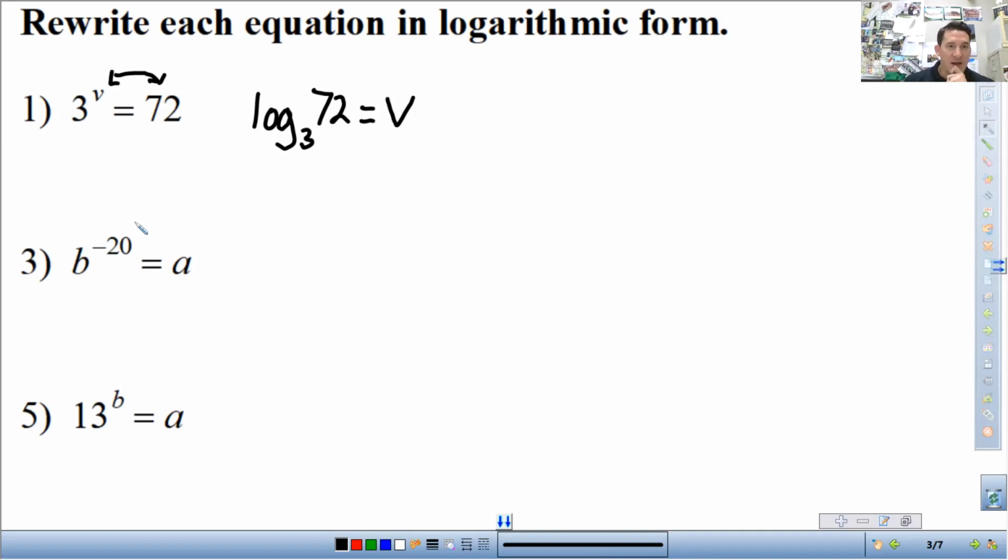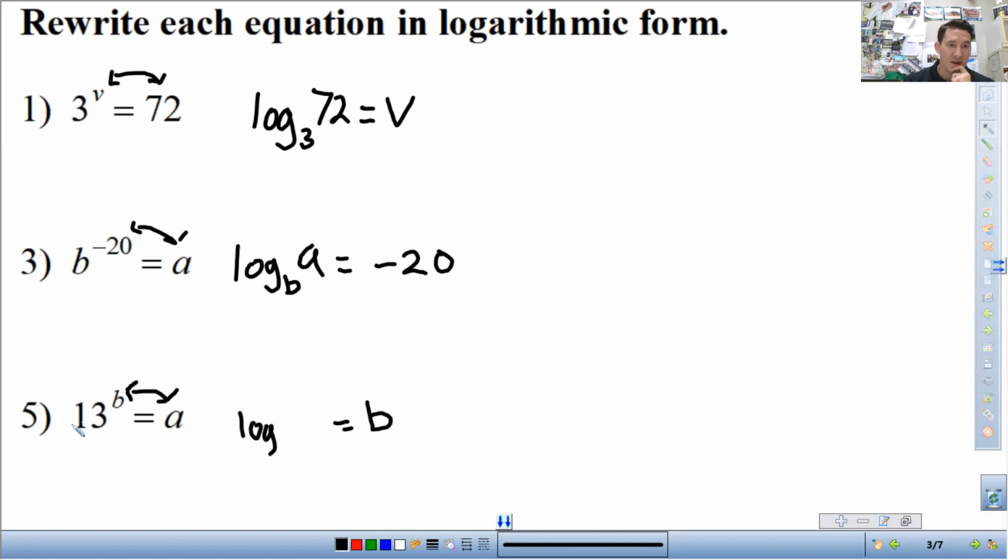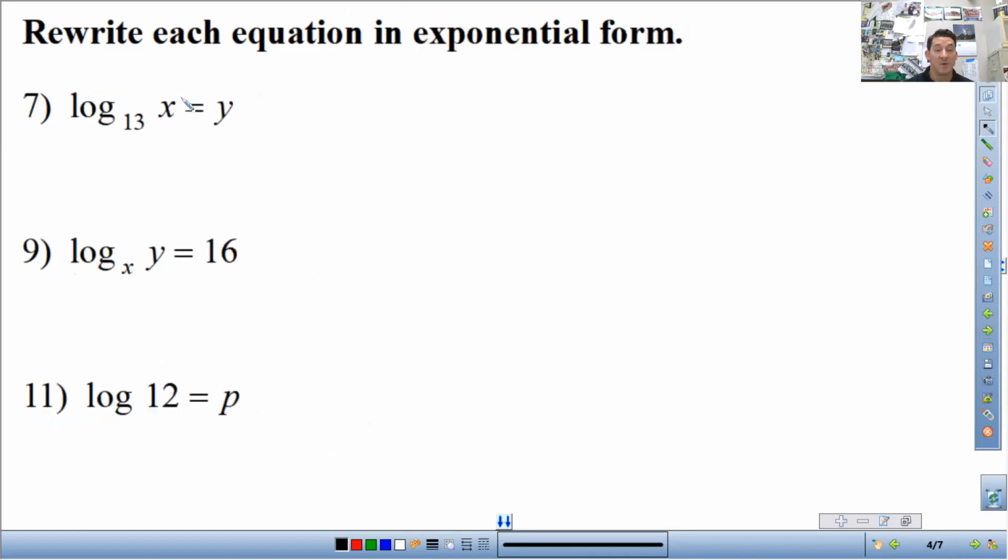So here, again, these switch spots. So the equation is going to be equal to -20. The base of this becomes the base of the log. So it's log base b of a. Again, the b and the a are going to switch spots. So the equation is going to be equal to b. And it's log base 13 of a. All right. Let's go towards the other ones.